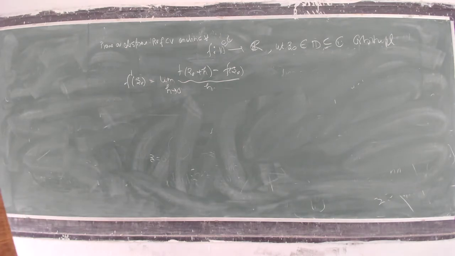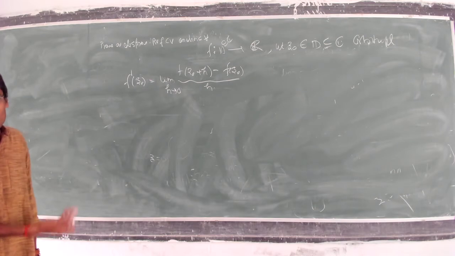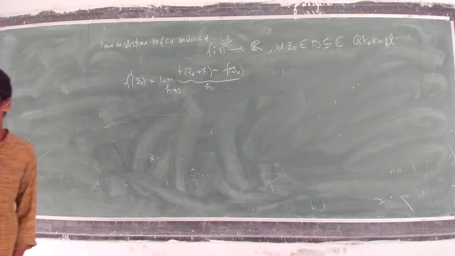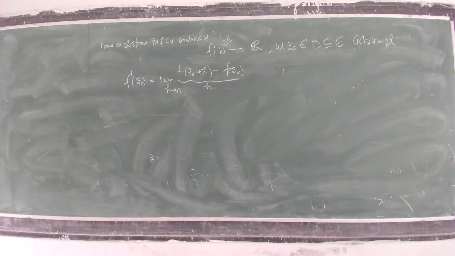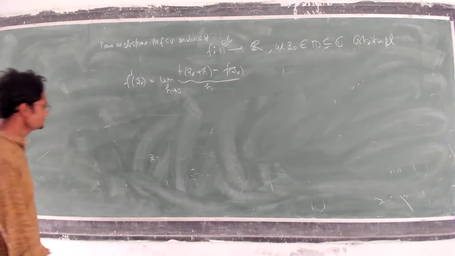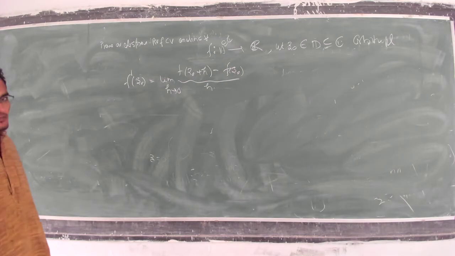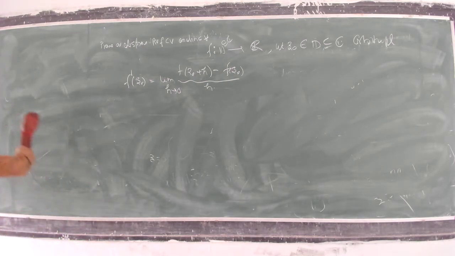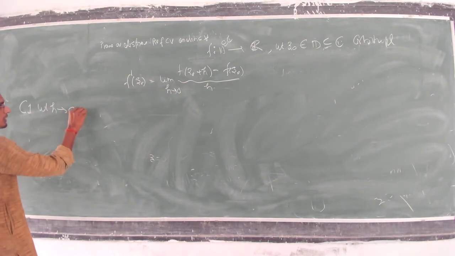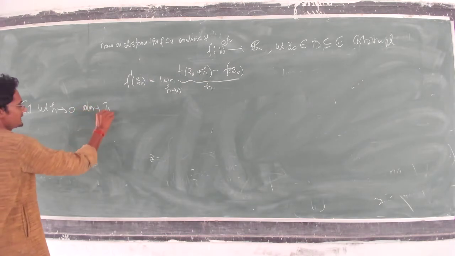So just calculate the limit, that's all. If the limit exists everywhere, then that is done, right? So again the same procedure. I will take case number 1. Let h tend to 0 along the imaginary axis.